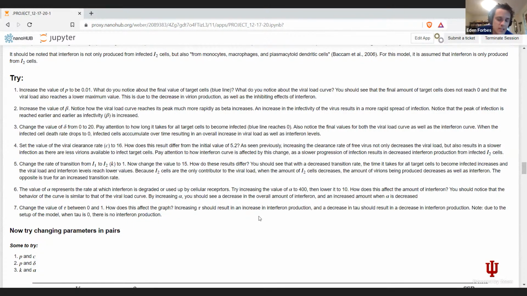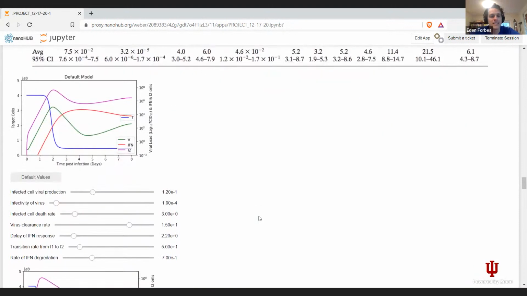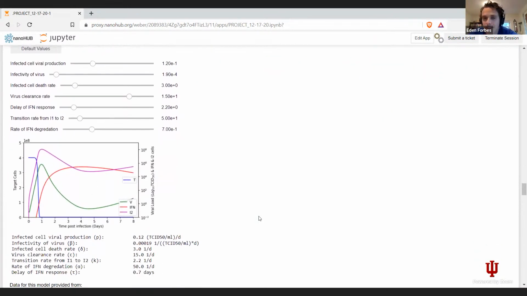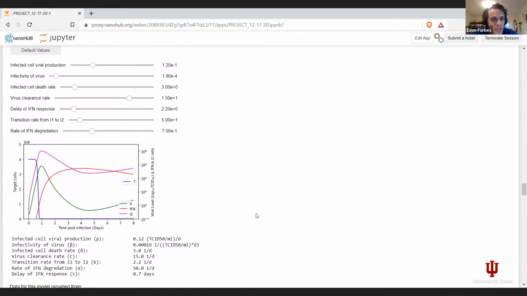Now, unfortunately, this is again the table. Unfortunately, this one's the broken one. It turns out that the last 3 here are completely mislabeled. You can see it without increasing anything. For example, the last one says rate of IFN degradation is 0.7.